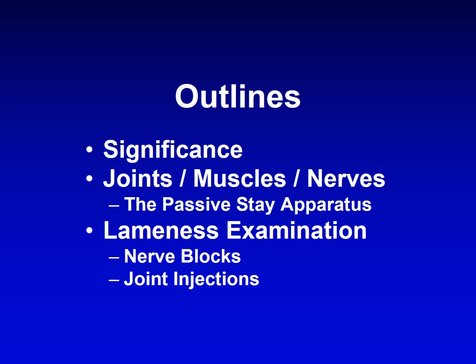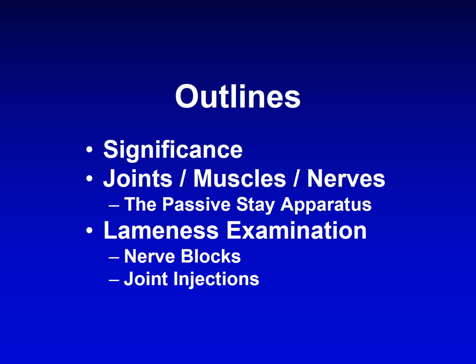clinical cases, if you will, and then we'll talk about the joints and the muscles and the nerves of the forelimb. We will talk about a specific apparatus. We call that the passive stay apparatus, a mechanism by which the body or the limb utilizes to carry the heavy weight without tension or stress on the tendons and on the bones.